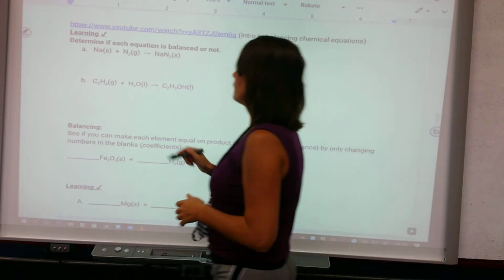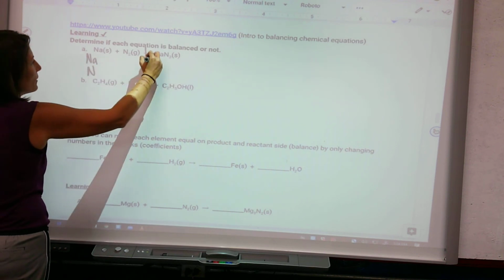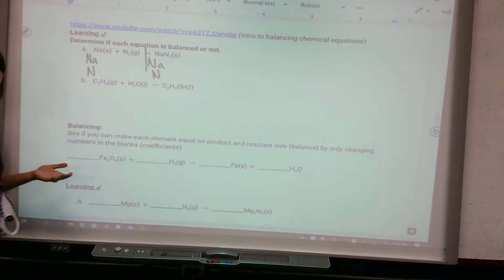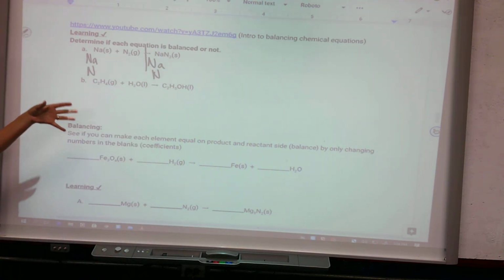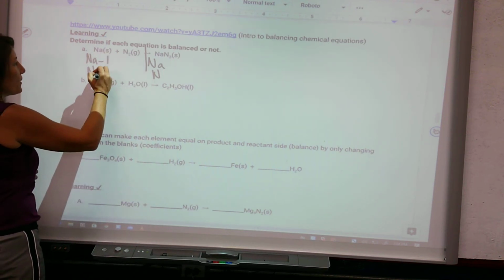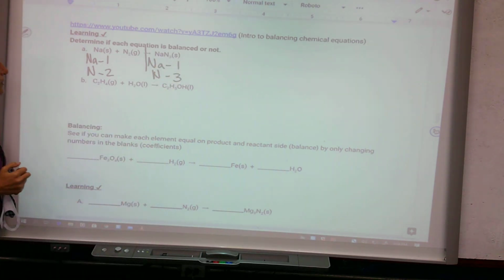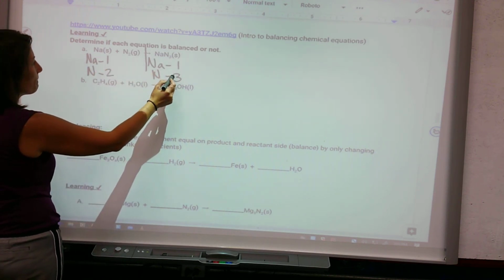So once again, if this helps you, you can do this line, and you can do sodium and nitrogen. I won't do that throughout the whole video, just so I can speed this up, but you can stop and do that. There's 1 sodium, there's 2 nitrogens, 1 sodium, 3 nitrogens. So it is not balanced. This one's not balanced.